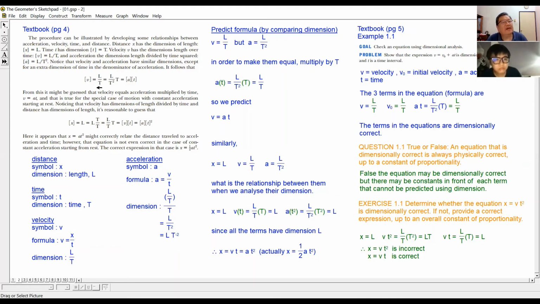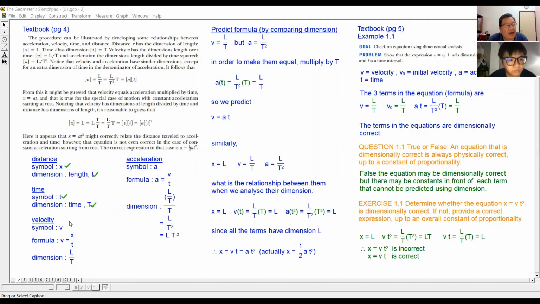Then another one mentioned here is time. I use a tick there to show. Now, another physical quantity or dimension we use is time. The symbol for time is small t, and the dimension, of course, is time. The letter they use to represent it is capital T.